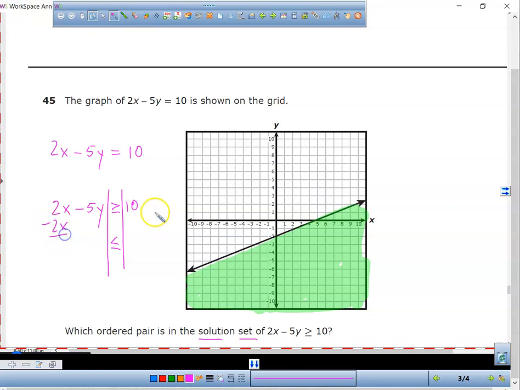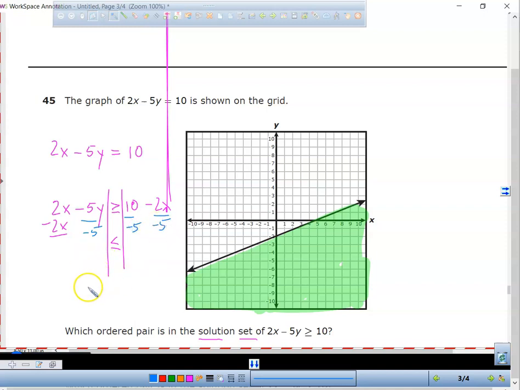I put minus 2x, and then all I'm going to do is divide everything by a negative 5. Okay? And we get y is less than or equal to positive 2/5 x minus 2. That's your answer in slope-intercept form if you subtracted 2x from both sides and divided everything by negative 5. And why would the sign flip? Because you divided the inequality by negative.